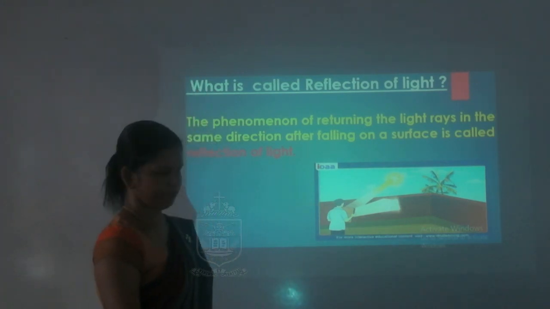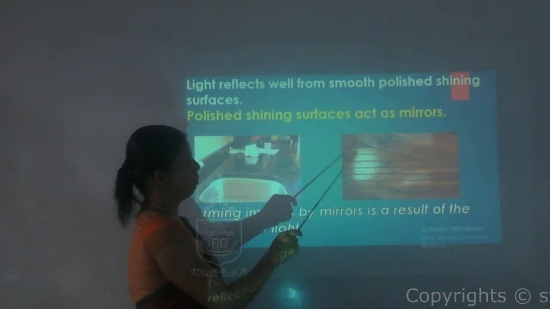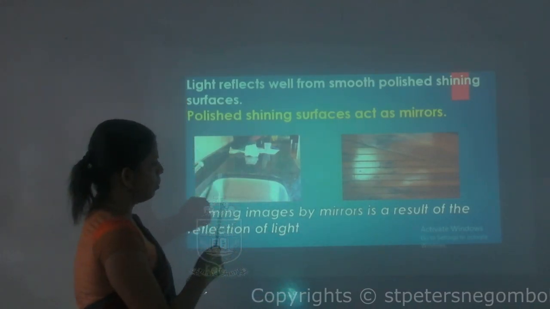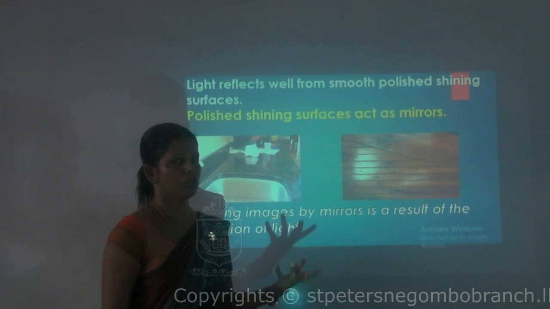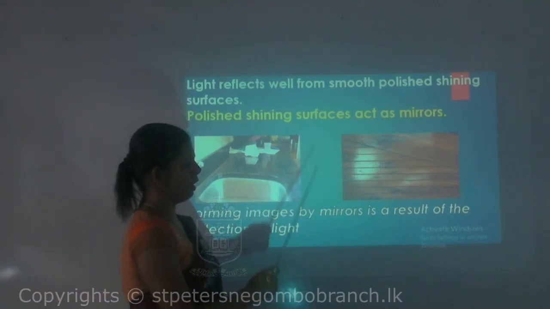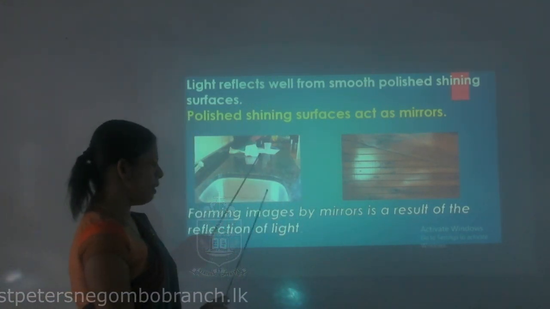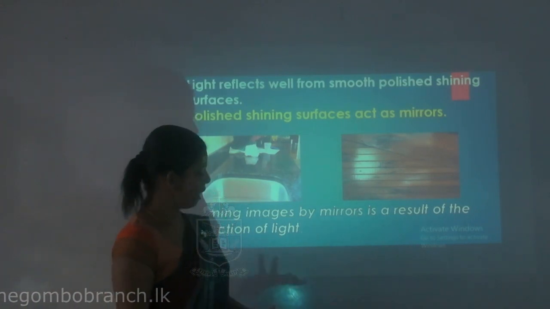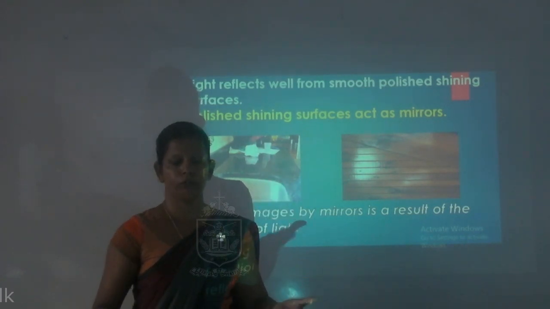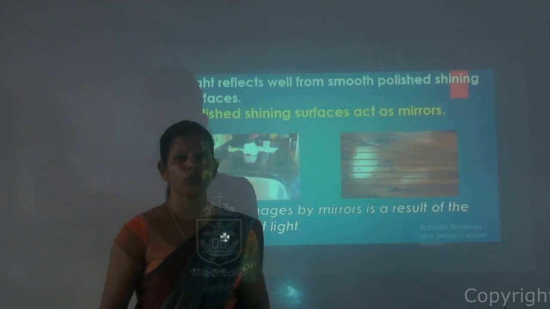Now, my dear children, we are going to talk about how light reflects well from smooth, polished, shiny surfaces. In your day-to-day life, what are the shining surfaces? There are two I have entered there. Forming images by mirrors is a result of reflection of light. If you go in front of the mirror and you can see your own image, that is because of the reflection of light.